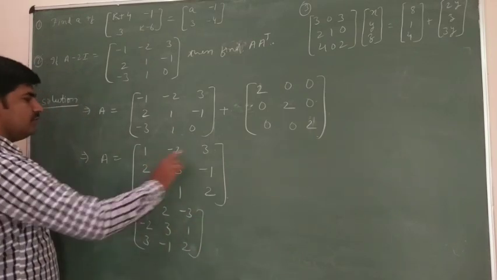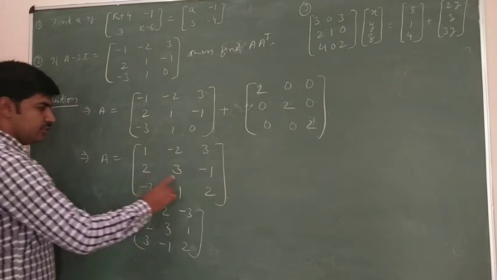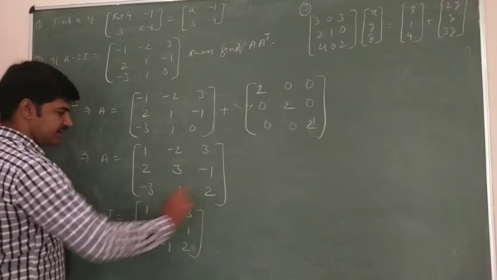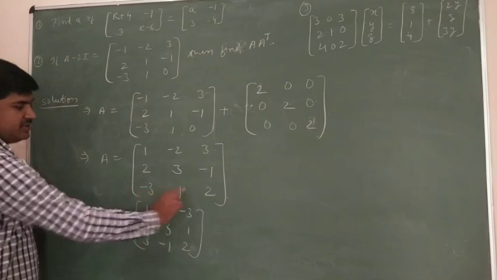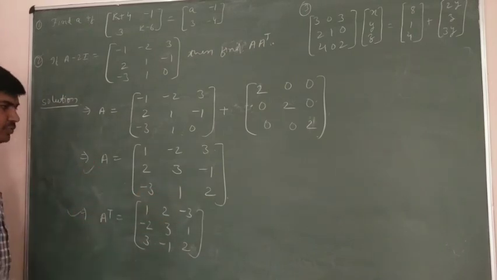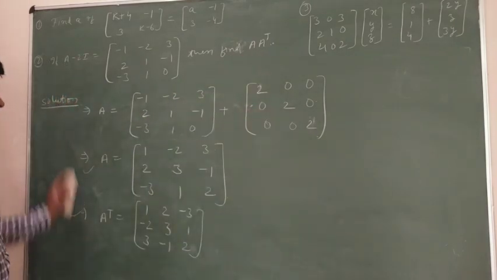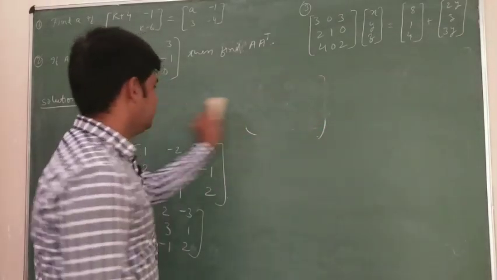See, the first row 1, minus 2, 3 has become the first column; the row 2, 3, minus 1 has become the second column; and the third row, minus 3, 1, 2 has become the third column, as it was the third row. So we have A and we have the transpose of A. Both of these are to be multiplied, that is what we have to find. So let us multiply them and find the required value. Here I go.